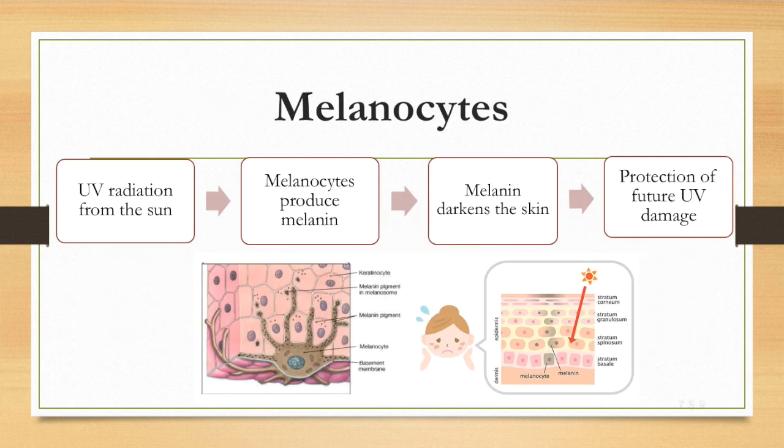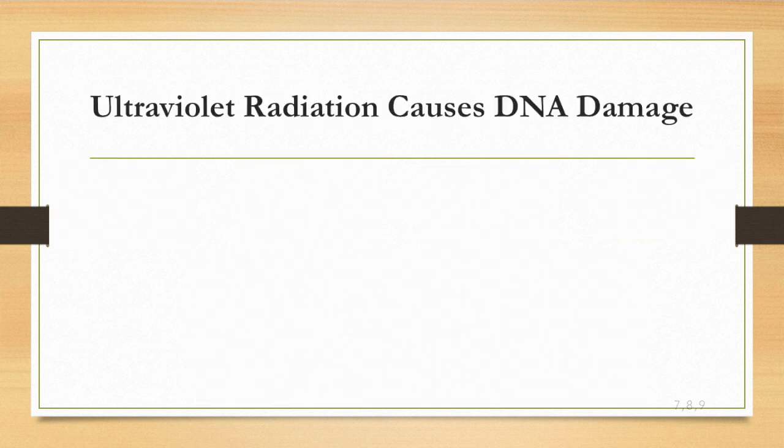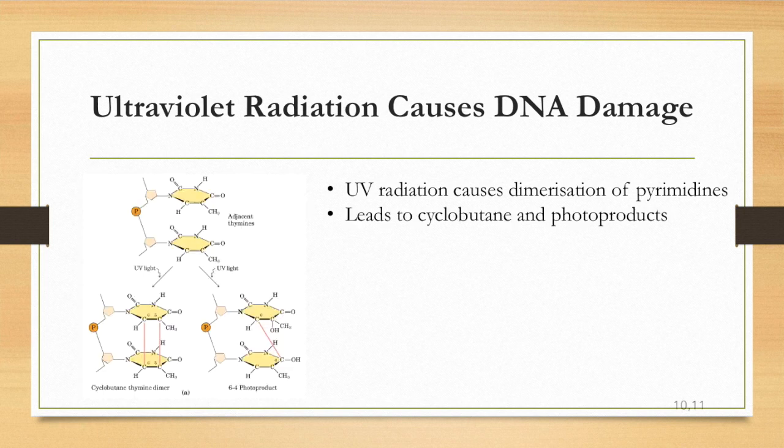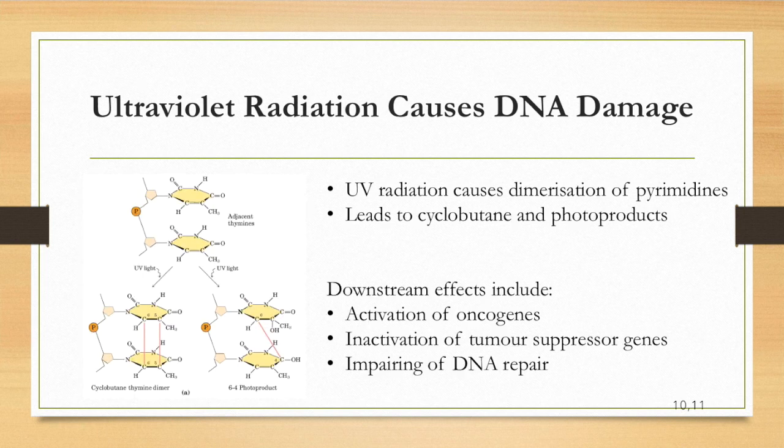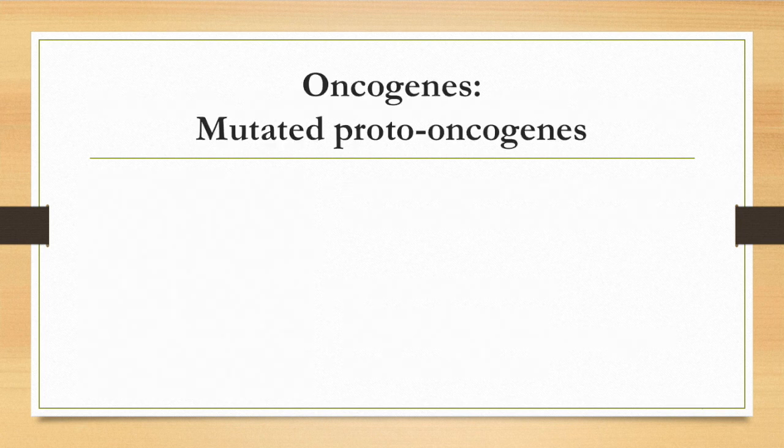Normally, melanocytes function to produce melanin when exposed to UV radiation, like that from the sun. Melanin darkens the skin and helps dissipate UV radiation, therefore protecting us from damage. UV radiation causes the dimerization of pyrimidines. This may result in the activation of oncogenes, inactivation of tumor suppressor genes, and impairing of DNA repair. Let's look at how this causes melanoma in a bit more detail.